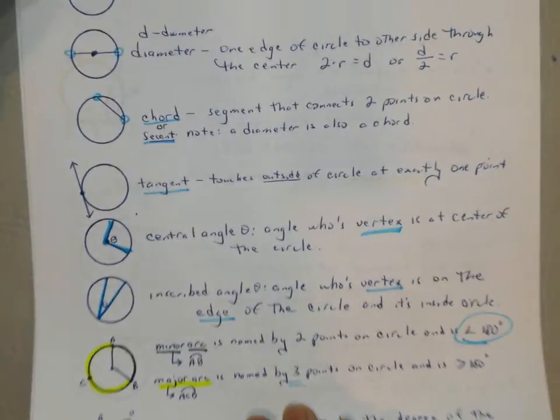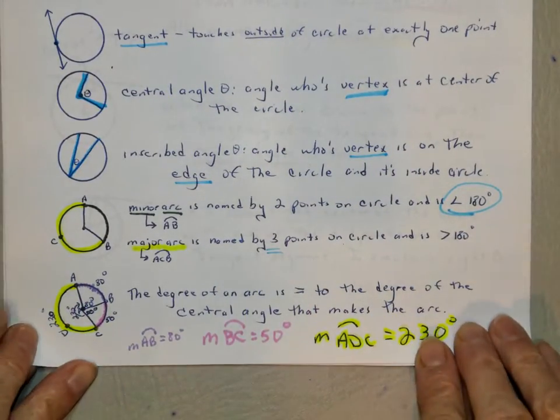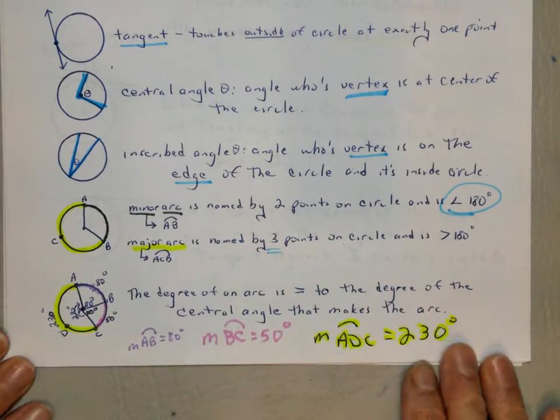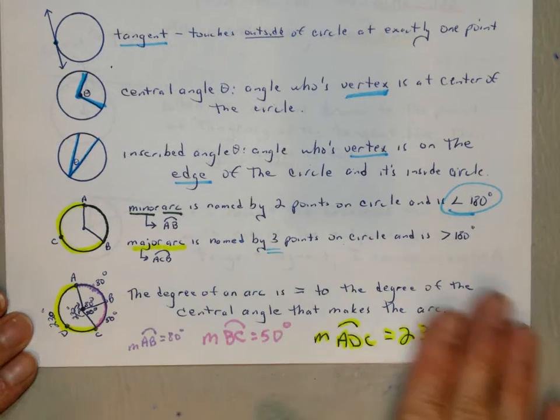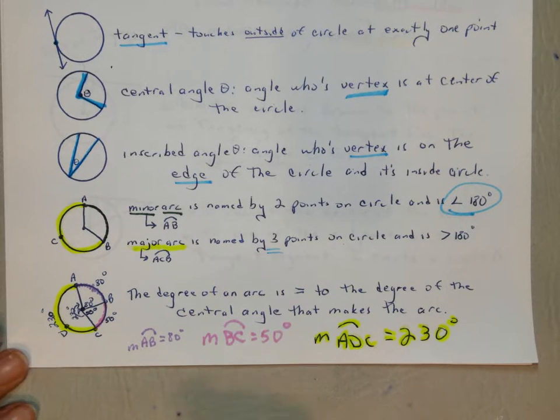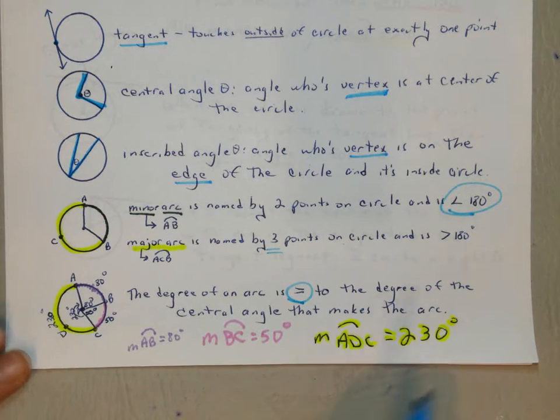Okay, and now let's talk about the degree measure. The degree of an arc. We're not talking about the length in inches or measuring it. It is the degree measure. So we're using degrees, okay? So the degree of an arc is equal to the degree of the central angle that makes the arc.